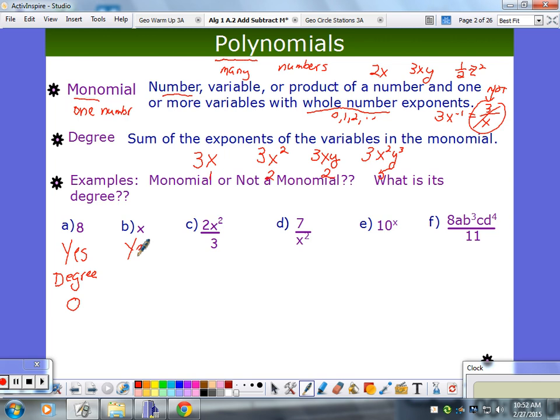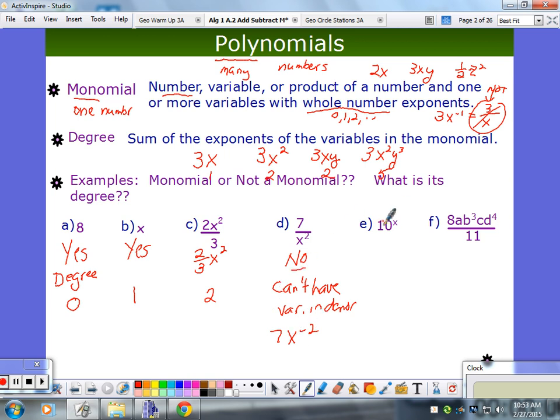Is this a monomial? Yes, it's a variable. What's its degree? 1 variable. Is this a monomial? Yes. You could rewrite this to look like 2/3 x squared. Right? Number times variable. So what's the degree? 2. What about this guy? No. Why not? You can't have a variable in the denominator, because what's another way I could be writing this? I could write it as 7 times x to the minus 2, right? Aren't these the same? Happy here, unhappy up here, that's negative. This is not a whole number exponent, so no.